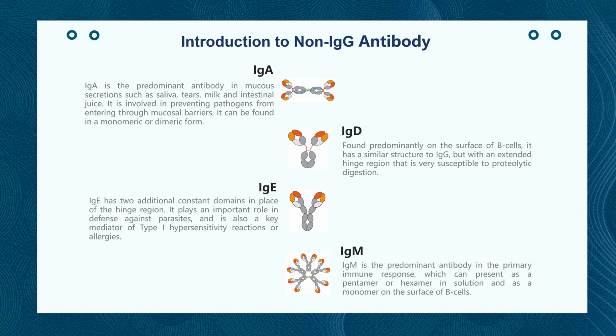IgD was first identified in patients with multiple myeloma in 1965. It is found predominantly on the surface of B cells, and has a similar structure to IgG, but with an extended hinge region that is very susceptible to proteolytic digestion. IgE has two additional constant domains in place of the hinge region. It plays an important role in defense against parasites, and is also a key mediator of type I hypersensitivity reactions or allergies. IgM is the predominant antibody in the primary immune response, which can present as a pentamer or hexamer in solution and as a monomer on the surface of B cells.